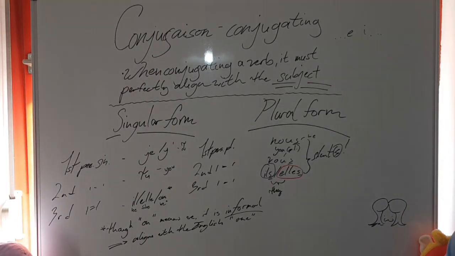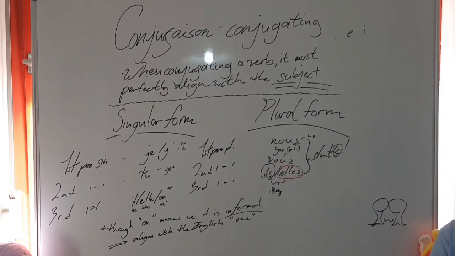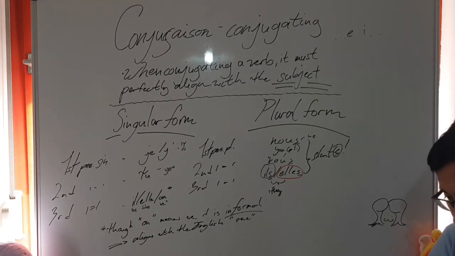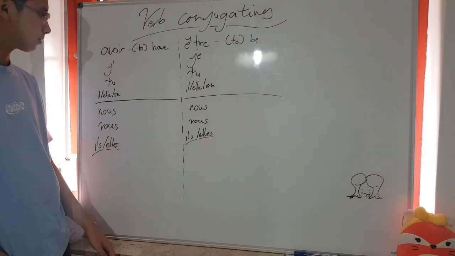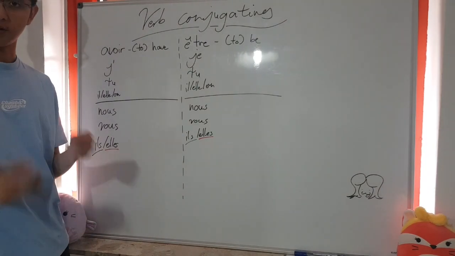Anyways, now that we've talked about conjugating and all of the pronouns, we can now move on to actually conjugating a verb. The verbs I'm going to show you are the first verbs a French beginner would learn. Alright, we're going to move on to the verbs.